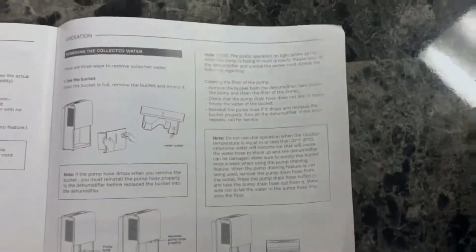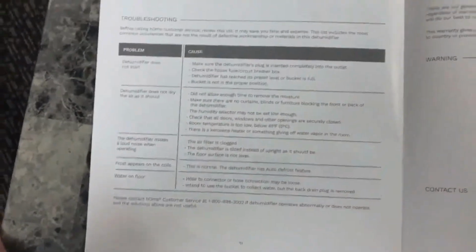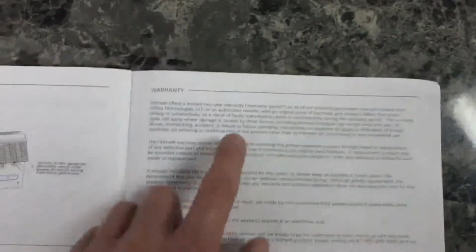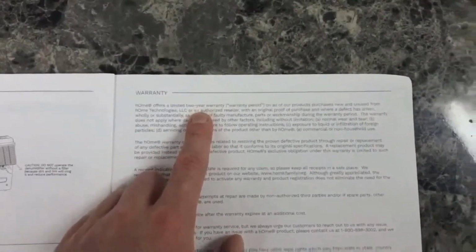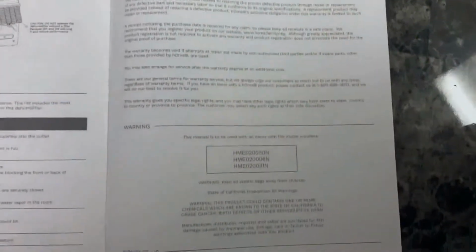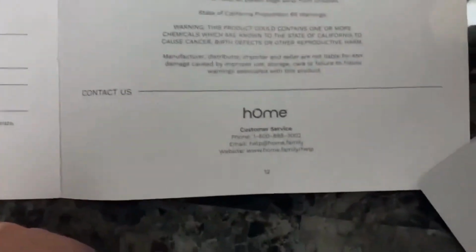How to use the unit. Removing the collected water. Explains continuous draining system. Cleaning the filter. Care and cleaning. Troubleshooting. And the warranty, which is a 2-year warranty. Contact information. And here we have the customer service.